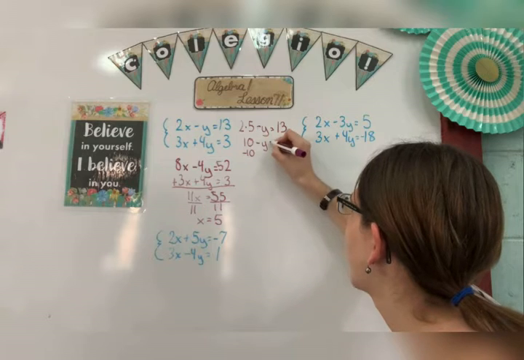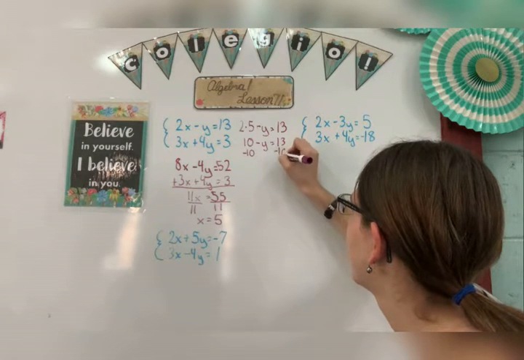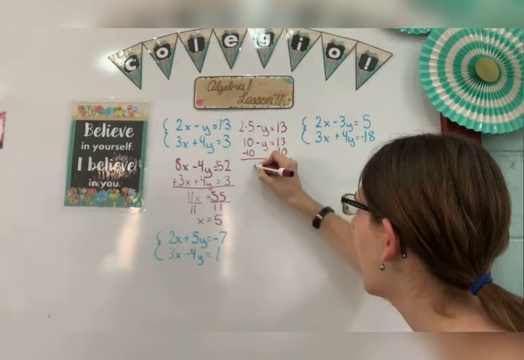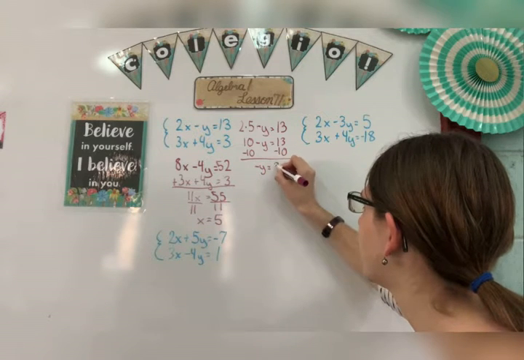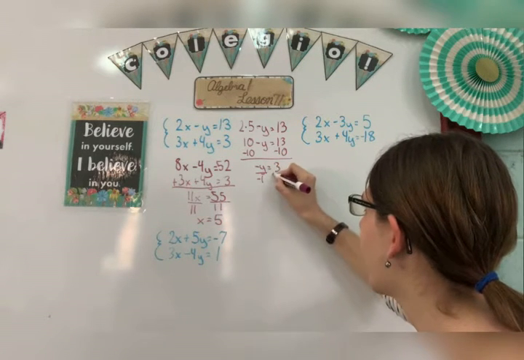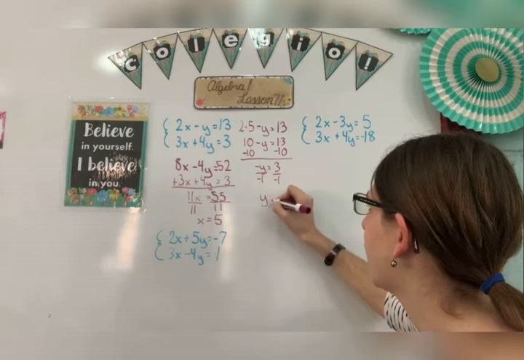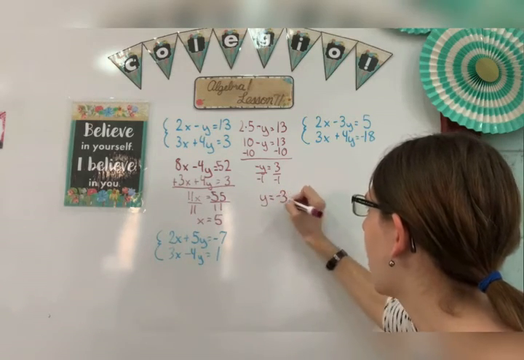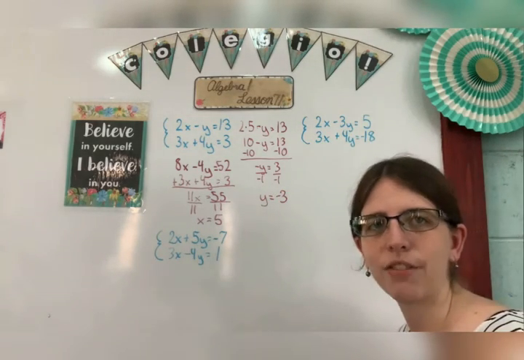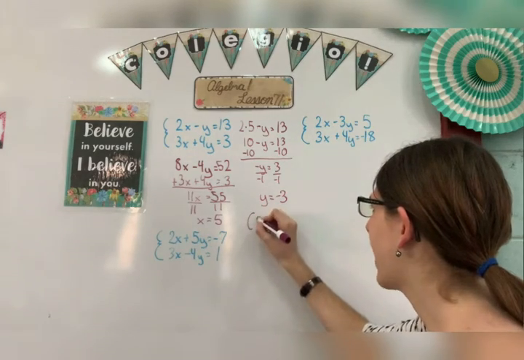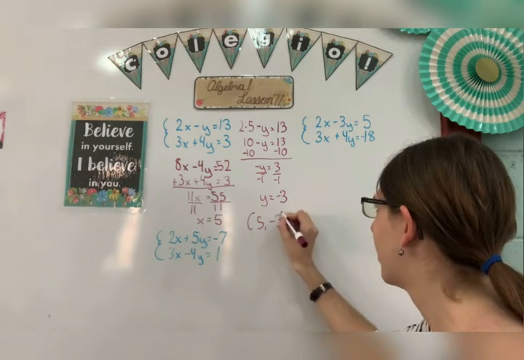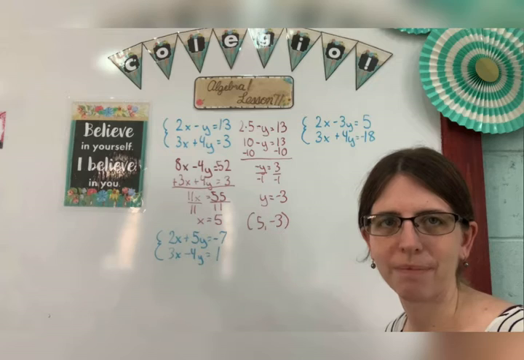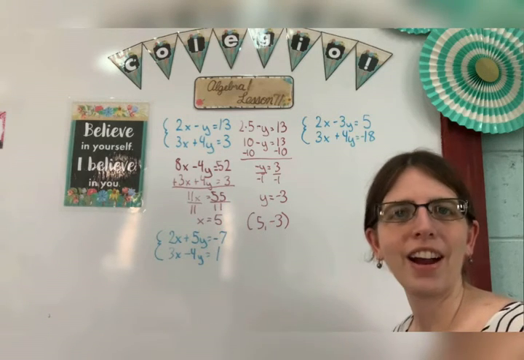Subtract 10 from both sides. 13 minus 10, I have negative y equals 3. Divide both sides by negative 1 to get rid of the negative in front of the y. And so you have y equals negative 3. So my ordered pair is 5, negative 3. Okay? All right, let's try another one.